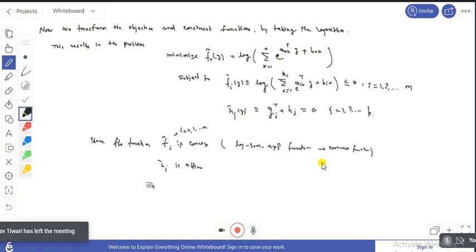So that's why you say that this problem is a convex optimization problem.